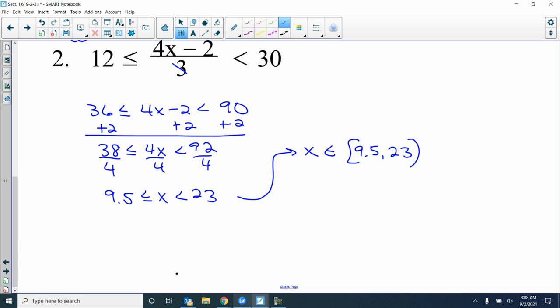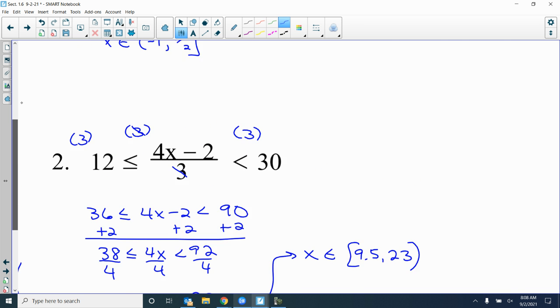Okay, less than or equal to, bracket means it includes a point. Less than or greater than, parentheses, doesn't include that point. All right, these are compound inequalities with the word and.